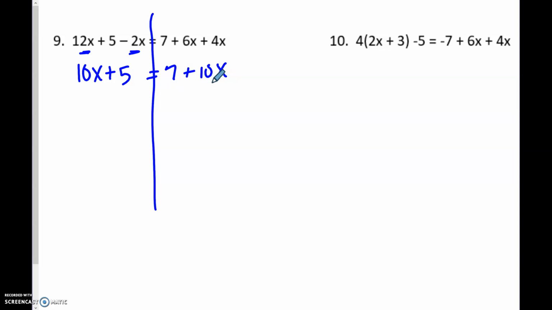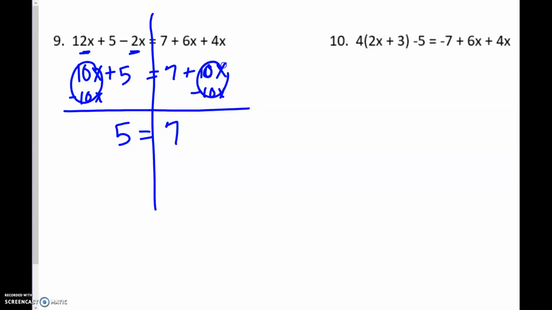All right, some of you right now may notice something here. When I'm going to get my x's together, I'm going to subtract 10x. So this cancels, and I have 5 equals 7, and that cancels. So does 5 equal 7? And if it does not equal, what is the final answer here? Not equal. No solutions. When you end up with a contradiction, then it is going to be no solutions.